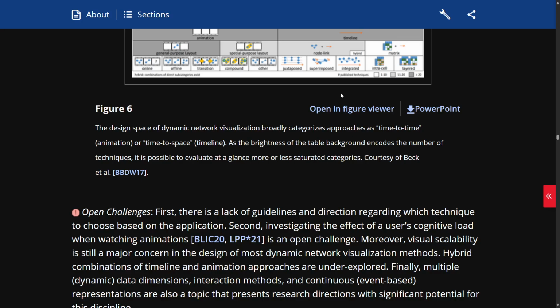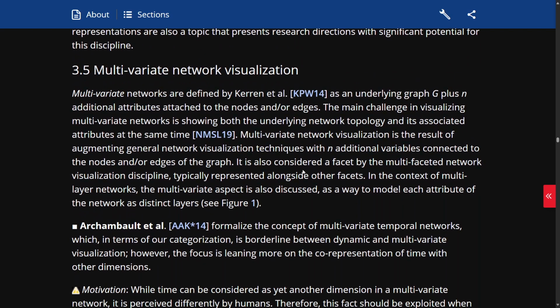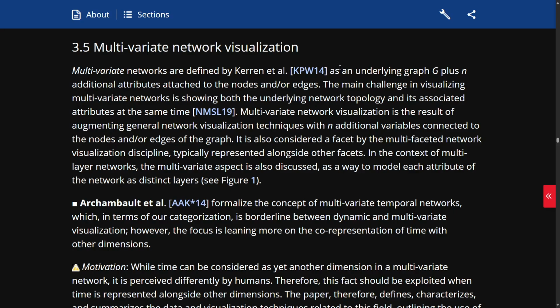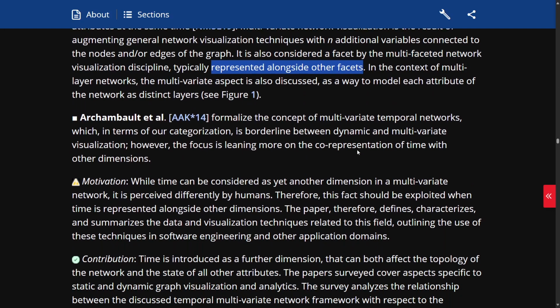3.5 Multivariate Network Visualization. Multivariate networks are defined by Kerren et al. KPW14 as an underlying graph G plus n additional attributes attached to the nodes and/or edges. The main challenge in visualizing multivariate networks is showing both the underlying network topology and its associated attributes at the same time. NMSL19. Multivariate network visualization is the result of augmenting general network visualization techniques with n additional variables connected to the nodes and/or edges of the graph. It is also considered a facet by the multifaceted network visualization discipline, typically represented alongside other facets. In the context of multilayer networks, the multivariate aspect is also discussed, as a way to model each attribute of the network as distinct layers.